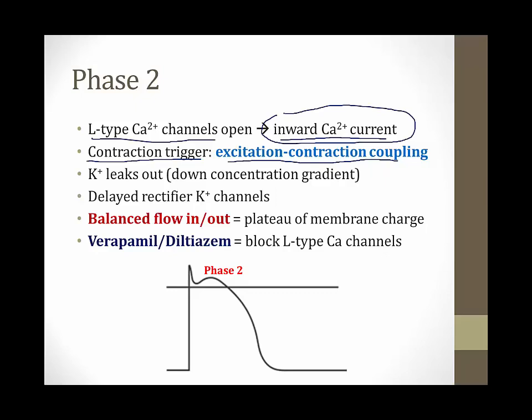In addition to the influx of calcium, potassium continues to leak out down its concentration gradient. It does this via channels called delayed rectifier channels. The result is a balanced flow in and out of positive ions, leading to a plateau of the membrane charge. And a key clinical correlation of this phase of the action potential has to do with the drugs verapamil and diltiazem. They are calcium channel blockers that block L-type calcium channels. This can slow conduction through the heart and also decrease contractility.